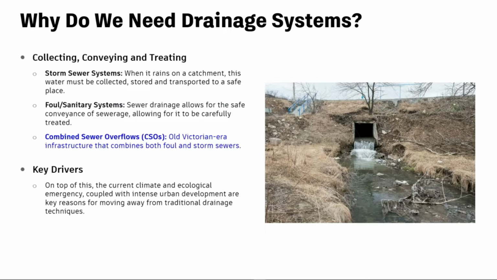However, older systems built in the Victorian era are often combined, where both foul and stormwater goes into the same pipes. This causes problems during heavy rainfall because the systems become overloaded with stormwater and the resulting mixture spills to the river or sea via combined sewer overflows or CSOs. Reducing the number of CSOs and the volume and frequency with which they spill should be a priority for water companies.